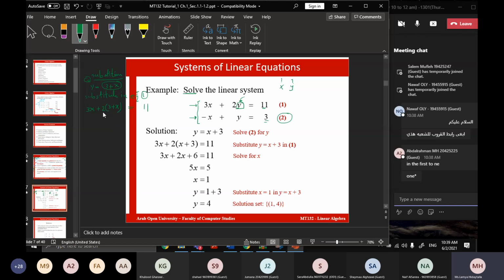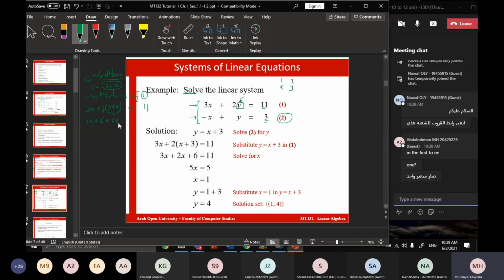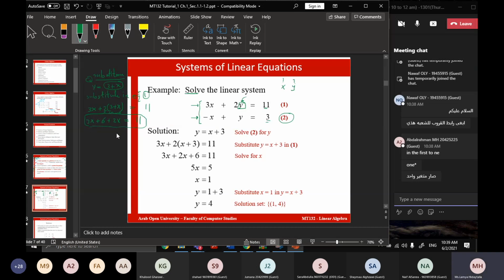Now, this is 2 multiplied times all that, not only times the 3. So it's going to be 3x plus 2 times 3 is 6, plus 2x, is equal to 11. So now I got one equation in one unknown, which is easily solved.